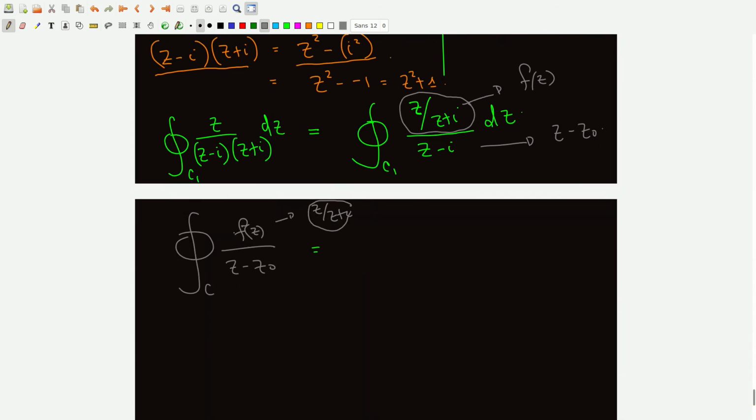But here we have a slightly different form. We have the f of z, which is z plus I, over z minus z0. Sorry, we are writing the general expression for it according to the Cauchy integral theorem. We had this equals 2 pi I times f evaluated at z0.